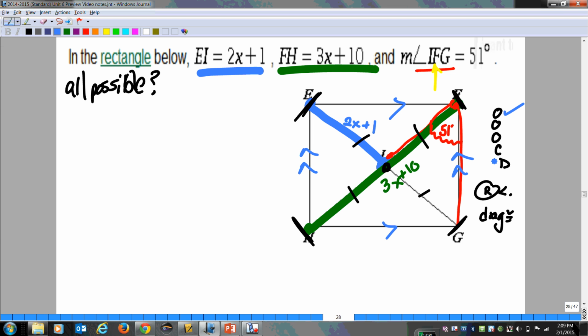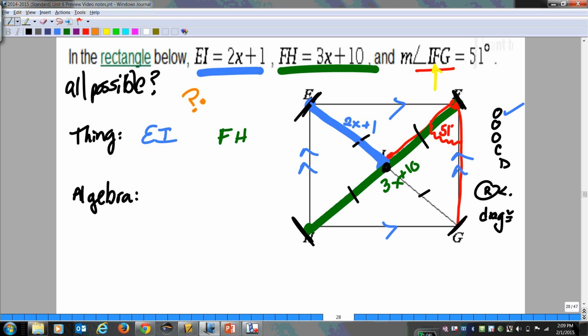So let's deal with the segments first. It's always most important to do a thing equation before you do the algebra. Do not get so involved with the algebra that you forget to ask yourself, what do you know about the things? So I'd like you to trace the segment EI and trace the segment FH, because that's where we're given algebra. And ask yourself, what's the relationship going on there between those two? I'd like you to write a statement about the relationship of EI and FH. See if your statement's going to match mine.